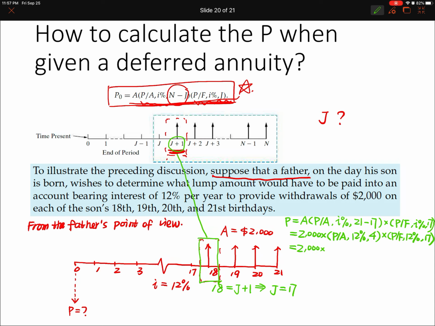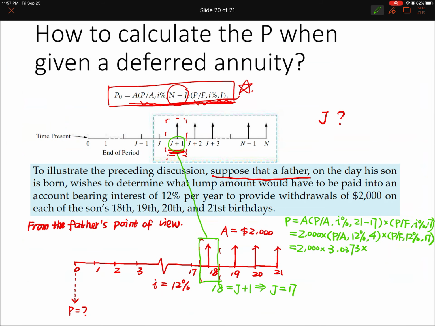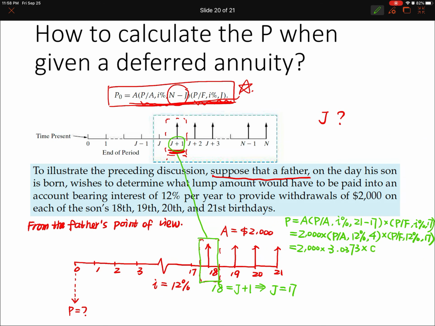So you just write it down here. It's 3.0373. Second factor, P slash F. So this is the column you're looking at. And N is 17. Okay, so 17 is here. So that's the second factor's row you're looking at. So this is the factor, okay, the value of the second factor. So it is 0.1456.